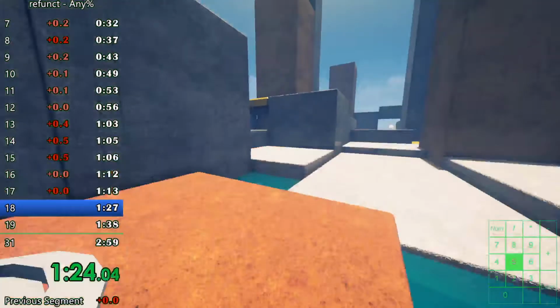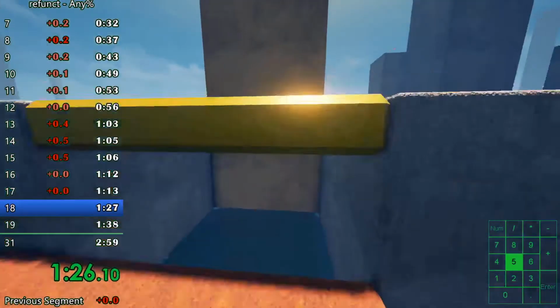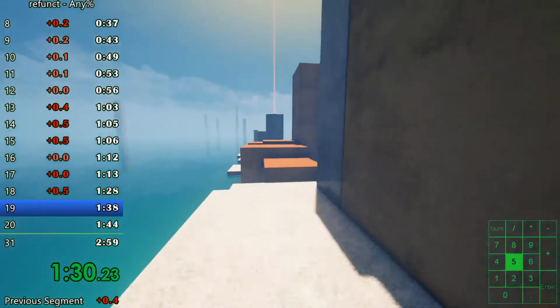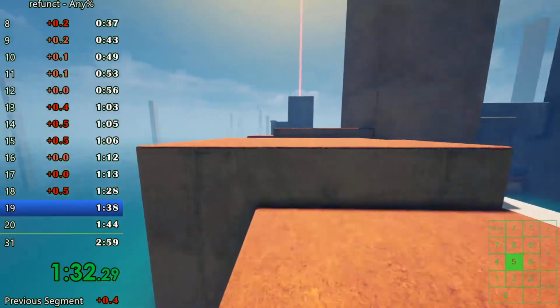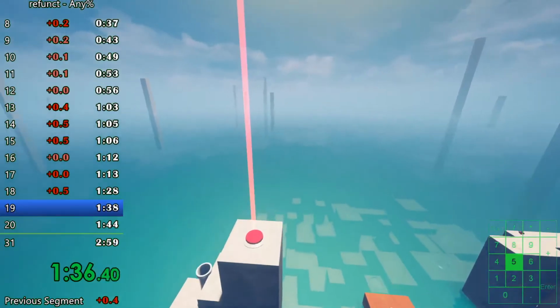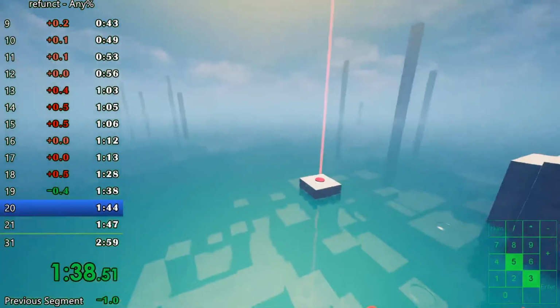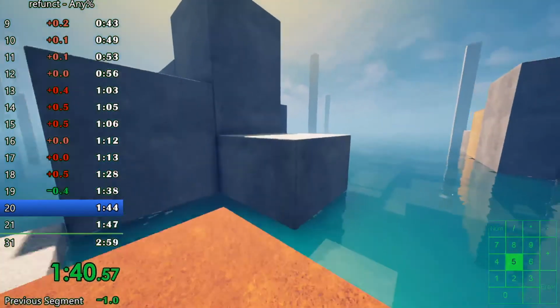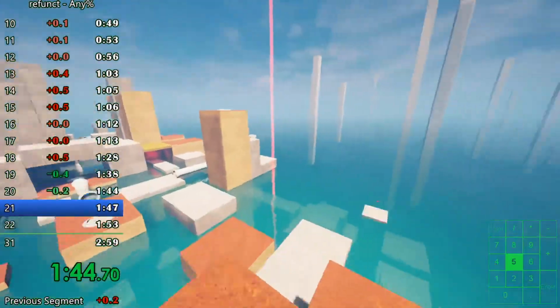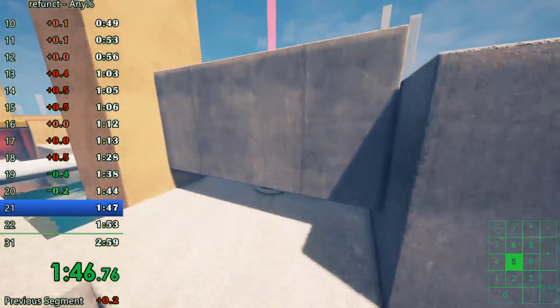No, it's not 14, so it must be 19 then. Yeah, this split, I'd say, is also quite difficult. Saying that again, a first try. The rest is relatively straightforward.